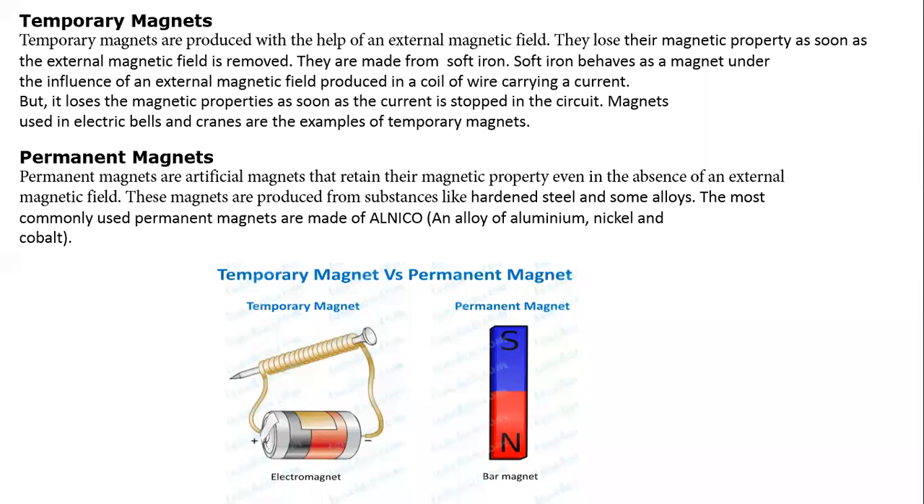So within a short time they will lose their magnetism. So they lose their magnetic power. That is why they are called temporary magnets.